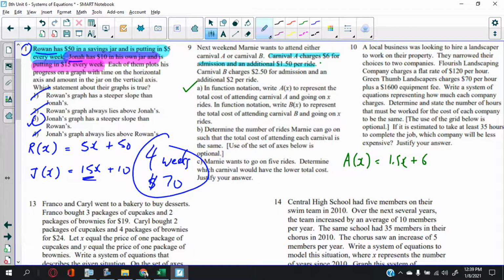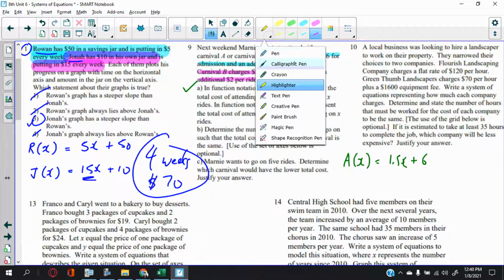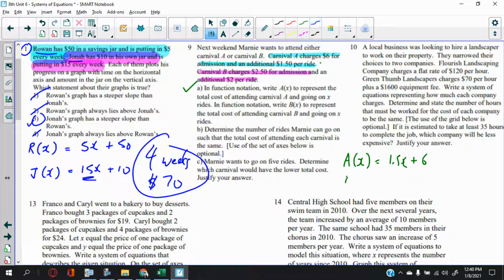All right. Now let's keep reading. Carnival B charges $2.50 and then $2 per ride. Carnival B charges $2 per ride and then $2.50 for admission. Right? Okay, I wrote that. I'm done. That goes right over here. Part B, determine the number of rides you can go on so that it's the same. You see where I'm going? So now they want to see where these two lines intersect.